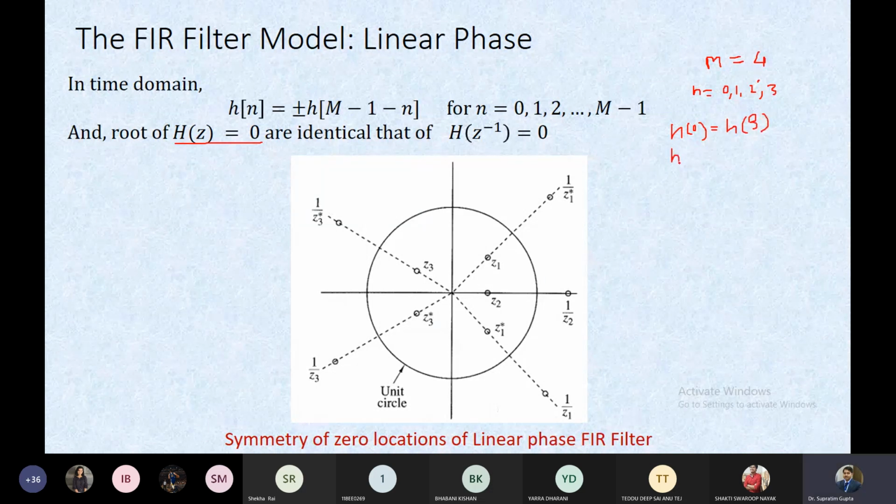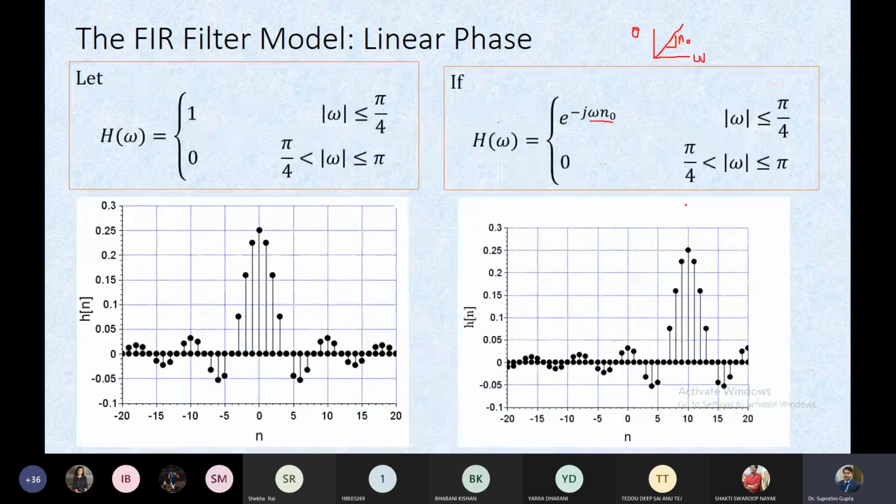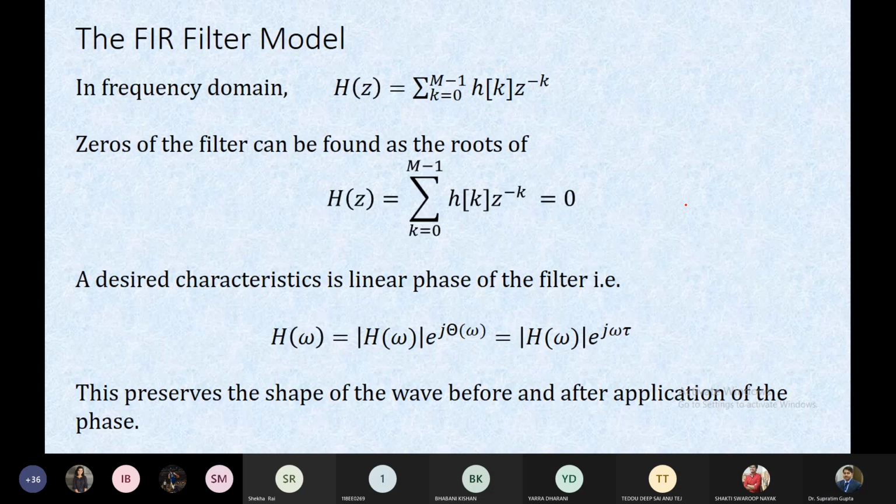Then h of 1 will be equal to h of 2, right? Now from this we can gain some information, right? So while we are trying to implement this filter, we need to store these coefficients.